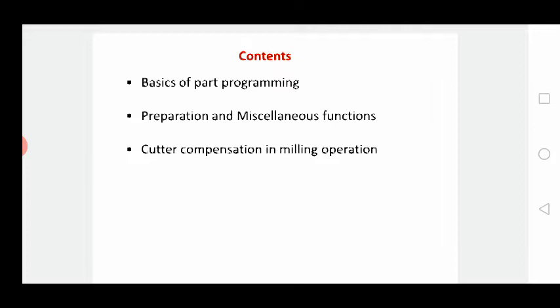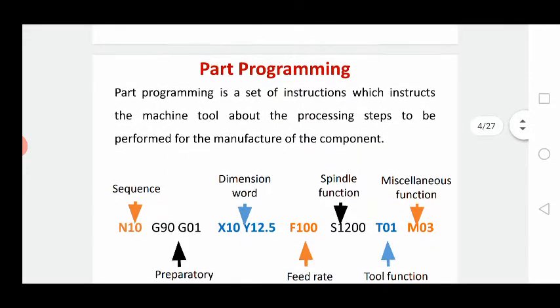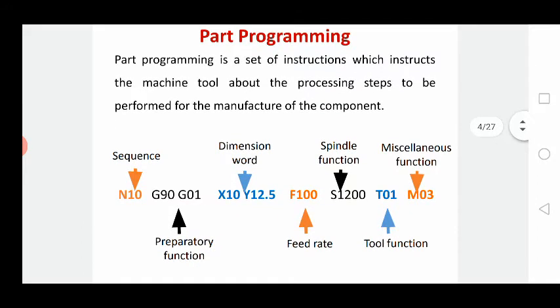Let us take the first, that is basics of part programming. What all we need to understand in part programming. Here you can see what a part program is. First, it is a set of instructions which instructs the machine tool about the processing steps to be performed for the manufacture of the component. It is a set of instructions given for the machine to do the specified work on a job piece. How to do it, what dimensions have to be maintained, what operations have to be done, all the details will be given through a part program. That is what we call a part program.